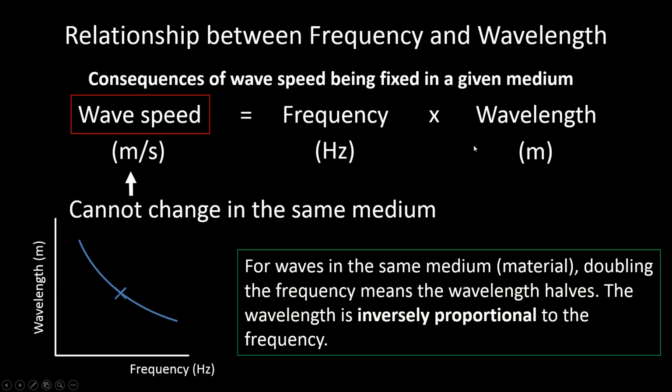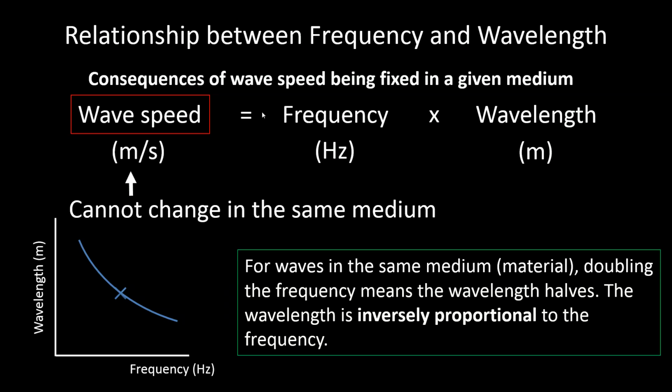If I double the wavelength to 1 meter, to get the 10 meters per second back again, I would have to halve the frequency from 20 down to 10. Okay, so that's what happens with this relationship. In a given medium, for a fixed wave speed, which is what you get in that medium, the frequency is inversely proportional to the wavelength. If I double one, I will halve the other.